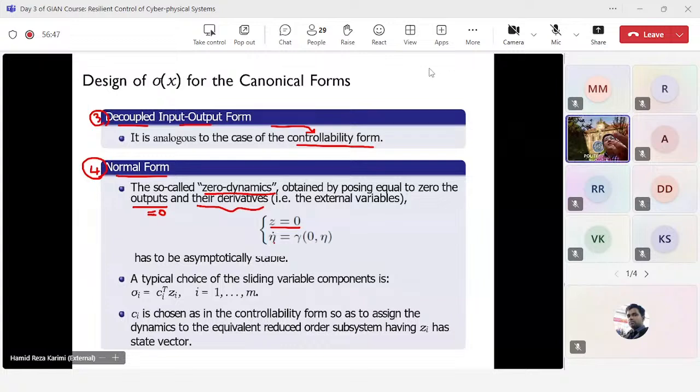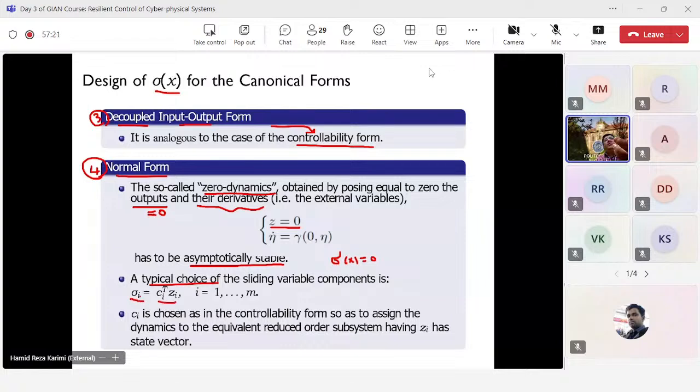So in this case, if you want to design the sigma x for the canonical form in the shape of the normal form, you need to choose it so that the zero dynamics should be asymptotically stable. So what is a typical choice for a sliding variable component for the sigma x? You can choose a sigma x, for example, equal to zero. You can choose sigma I like this.